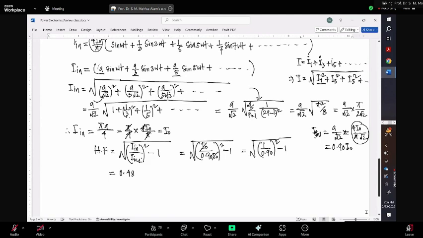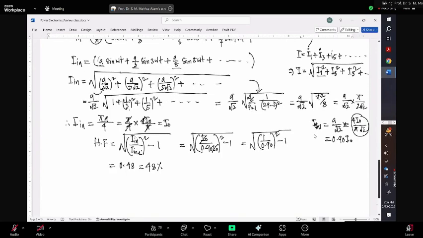Zero 0.48, meaning the harmonic component is 48%. Now, what should be your displacement factor? Displacement factor is the cos phi. So what is phi? Phi is the displacement.